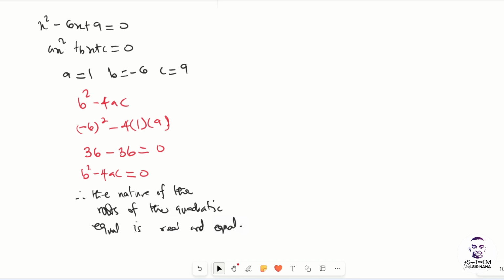So for instance, the roots of the equation can be x is equal to a, and then x is equal to a, where a can be any constant at all, which is real. So that is the nature of the root. So once we use the b squared minus 4ac, we are able to determine the nature, and we are able to see the type of roots of the equation.